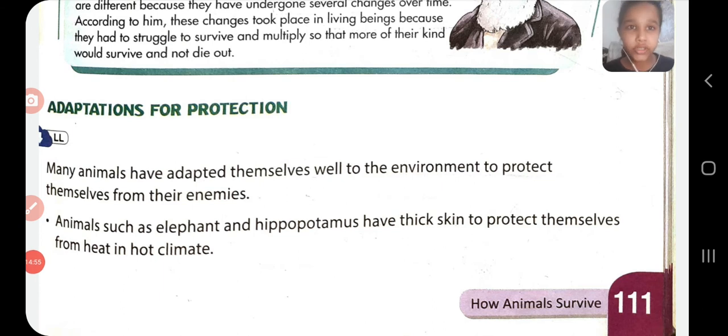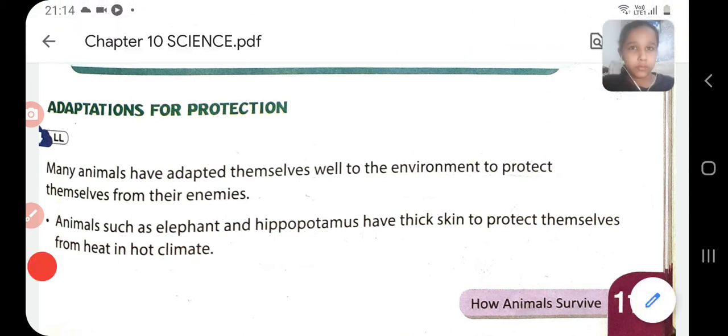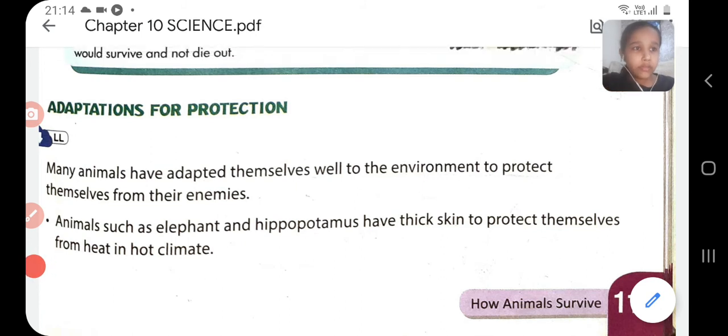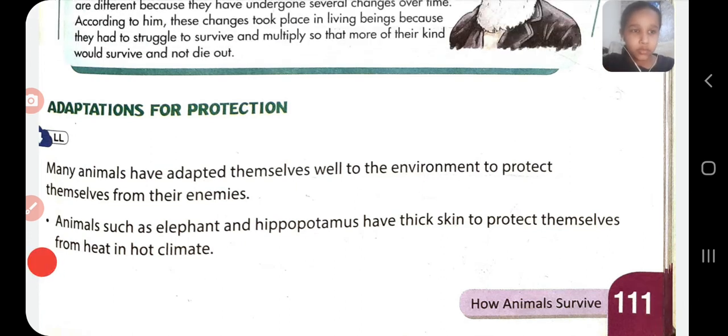Adaptation means many animals have adapted themselves well to the environment to protect themselves from enemies. I have taught you earlier in my previous video. If you haven't watched it, you can get the link in the description box, which is the first part of this chapter. You will get a nice explanation for this. Let me tell you again.